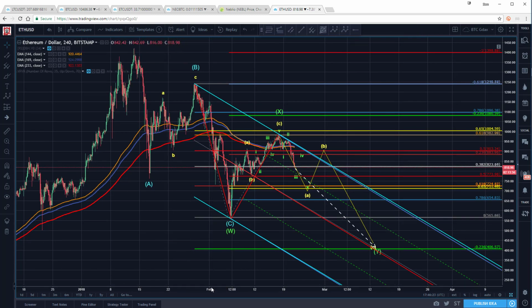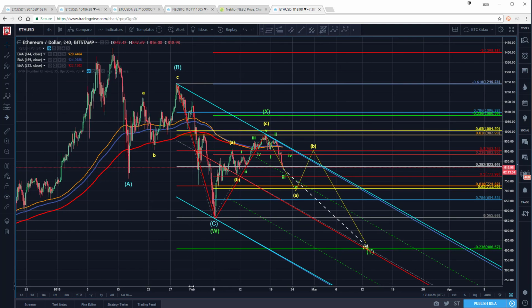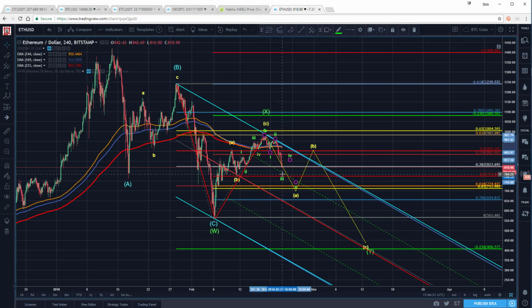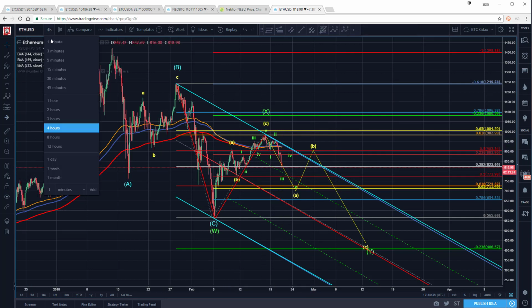So I'd be cautious here if you're a bull. It's really hard to argue with this count. Now, where are there going to be some of the tells? All right, so the first important thing is, let's go down to the hourly.